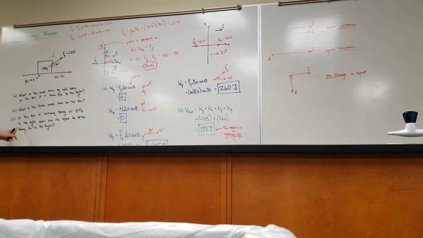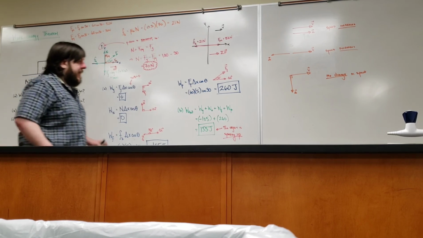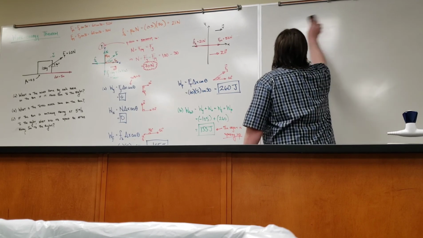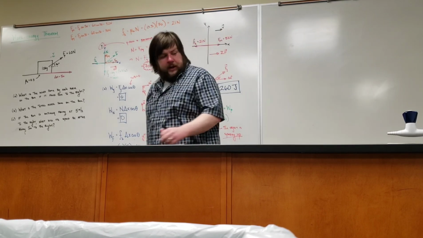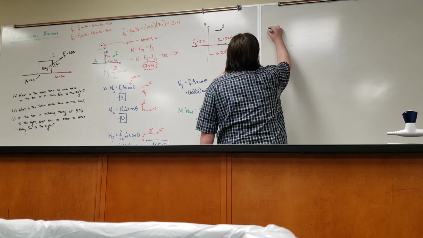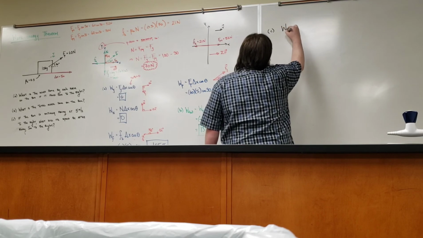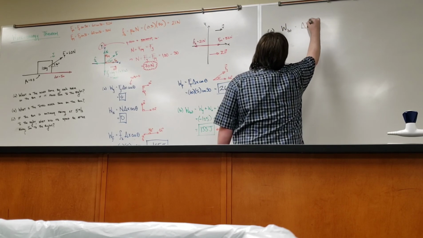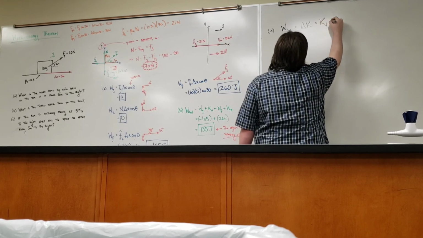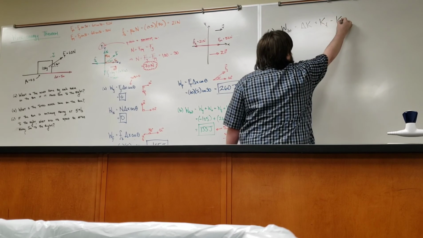We can. Part C is: if the box is initially moving at 5 meters per second to the right, what's its speed after it displaces 5 meters? Okay, so let's answer that question. We can answer it using the work energy theorem. The work energy theorem just says that the total work done is the change in the object's kinetic energy. The change is just the final minus the initial.